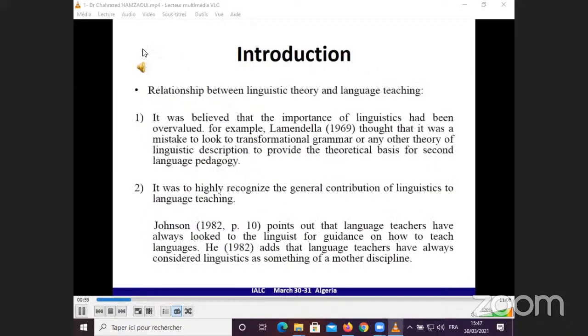When we are assessing the connection between linguistic theory and language teaching, a twofold viewpoint emerged. On one hand, it was believed that the importance of linguistics has been overvalued. For example, in 1969, it was thought that it was a mistake to look to transformational grammar or any other theory of linguistic description to provide the theoretical basis for second language pedagogy. On the other hand, the general contribution of linguistics to language teaching was highly recognized. For example, Johnson points out that language teachers have always looked to linguists for guidance on how to teach language. He finds that language teachers have always considered linguistics as something of a modern discipline.